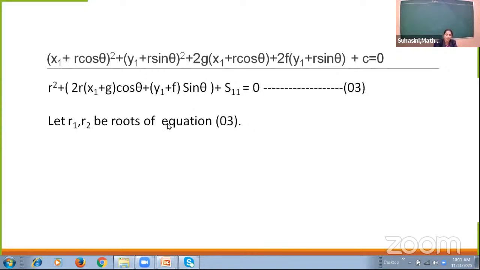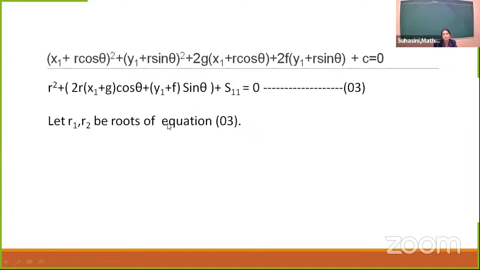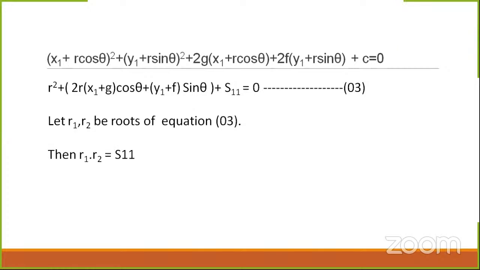And what is the product of the roots? C by a. If ax square plus bx plus c equal to 0 is a quadratic equation whose roots are x1 and x2, then x1 into x2 is c by a. Then r1 into r2 is c by a. C is the constant. What is the constant here? S11, divided by the coefficient of the square term. What is the square term? R square. What is its coefficient, children? 1. So S11 by 1.